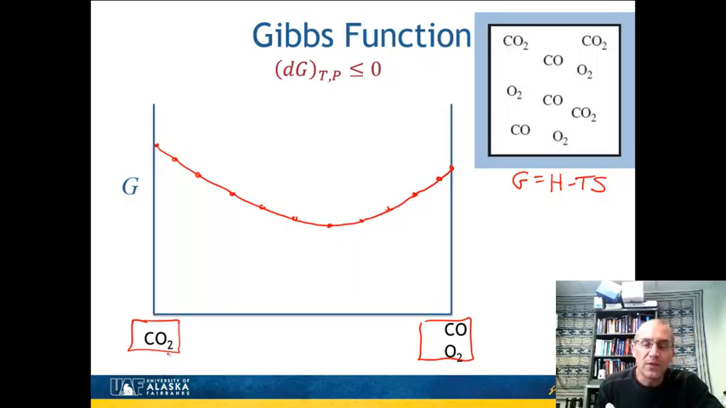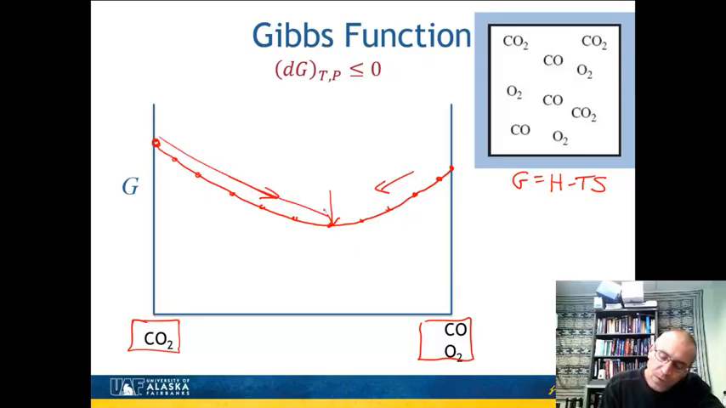And what you'll find, and this is true for everything, is that there's going to be some minimum value. And so dG, well, that's the slope of this line, and dG less than or equal to 0 says that for something to occur, for a reaction to be spontaneous, it has to go in the direction of dG getting smaller. Otherwise, it's violating the combined first and second law. So if I have all CO2 molecules, it's going to want to go this direction, there.